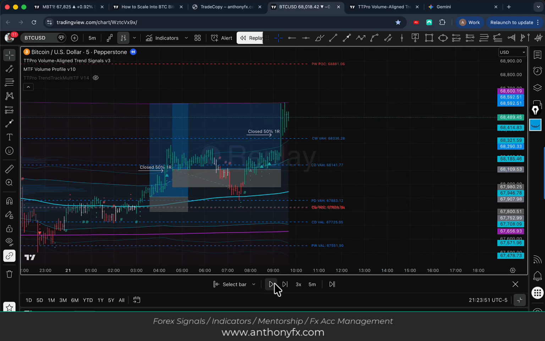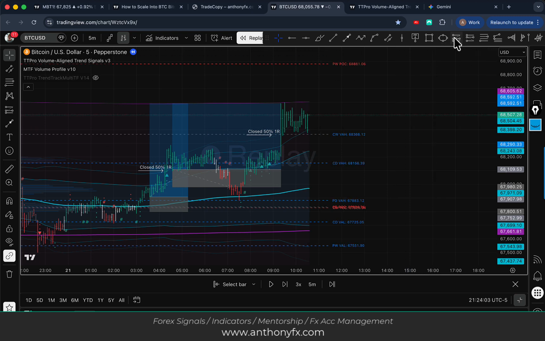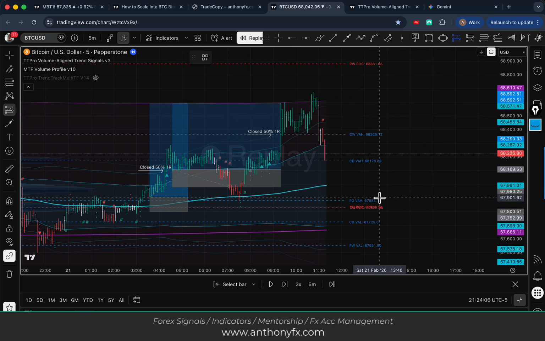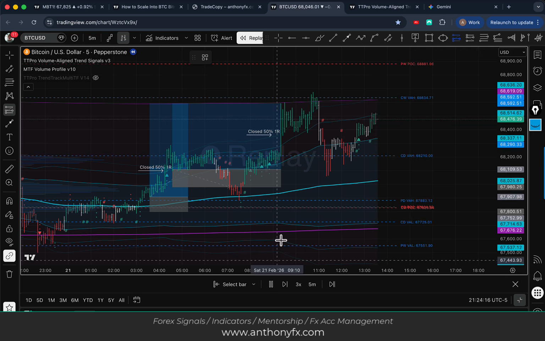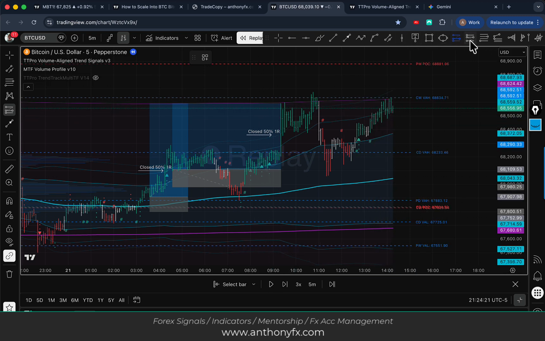So let's just have a look and see how this plays out. Pull back into VWAP, we go long here. Oh, I should have stopped this thing. And bear with me for a minute. Stop it. It's still running. Okay. So you go long here.